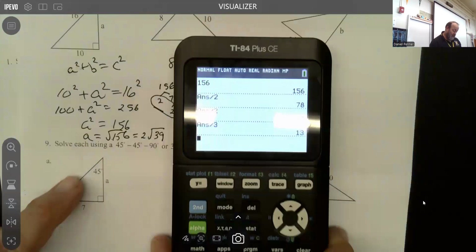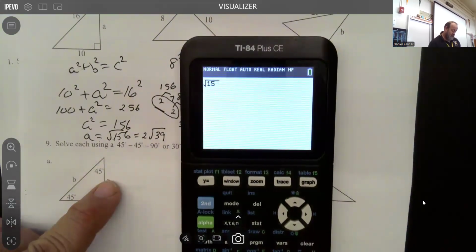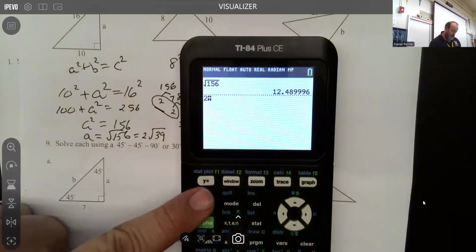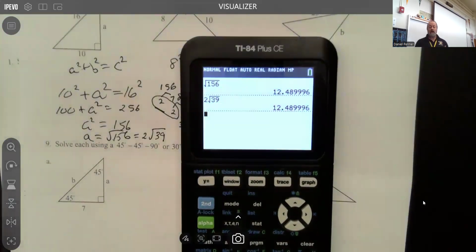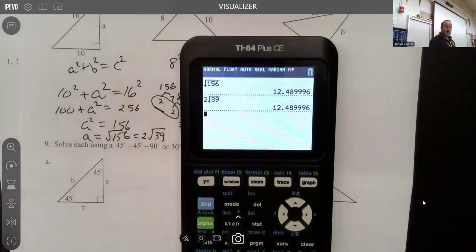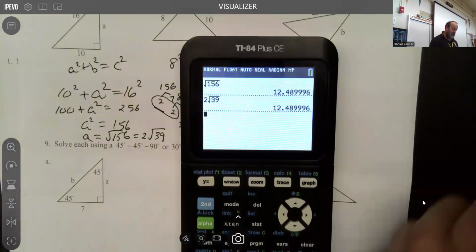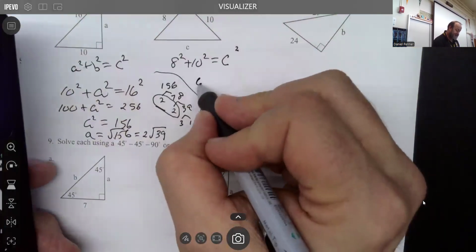So we had our story a little bit ago that said the square root of 156 was 12.48. But let's see, 2 times the square root of 39 hopefully is also 12.48. And that tells you that I did okay. And 39 is a much smaller number, a little easier to follow than 156. So that's our answer.